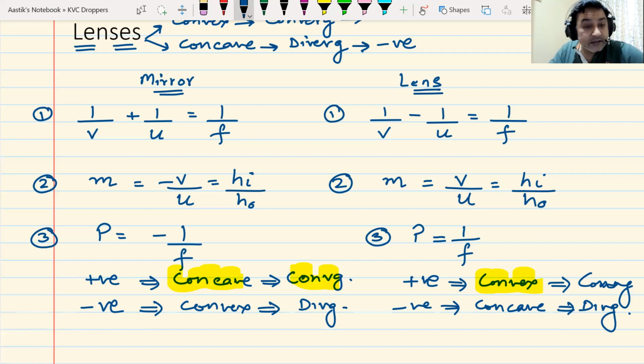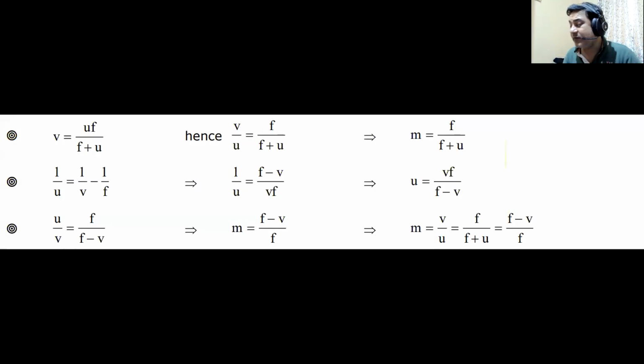We had seen some shortcut formulae for the mirror. Now it's my humble duty to let you know the shortcut formulae for lens, because not every time they would be asking you the value of V given the value of U and F. They can give you the value of V and F and ask you the value of U. They can give you the value of V and U and ask you the value of F. So these are the different variations in which these formulas can be asked. And if you can remember them, it is very nice so that you can save some time, which is of prime importance in the examination hall.